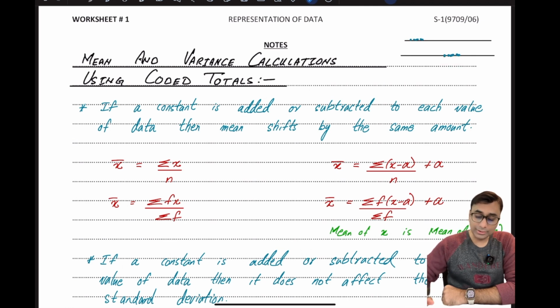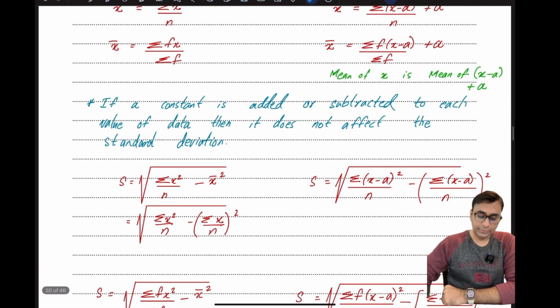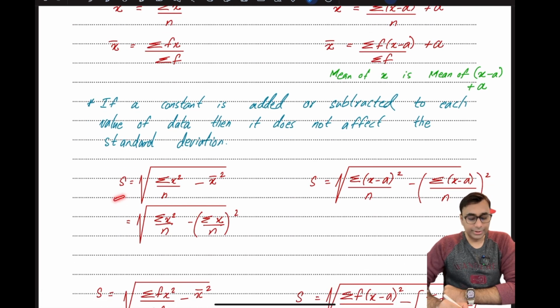Now, how does that translate into a formula? So if I look at the formula of the standard deviation, it is the square root of sigma x squared over n minus x bar whole squared, where for x bar, I can recall that x bar would be sigma x upon n. So I can rewrite the formula of standard deviation as the square root of sigma x squared over n minus (sigma x over n) whole squared.